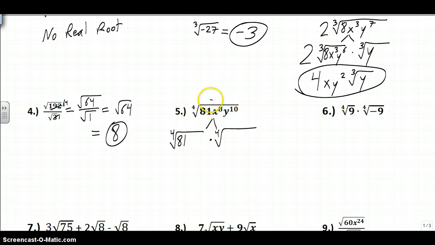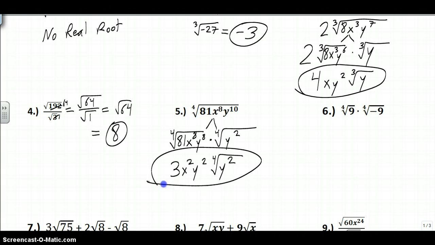Largest perfect fourth that goes into x to the 8th, that'd be x to the 8th itself. Nothing left over. And y to the 10th, well, I could pull over y to the 8th, which will leave me with y squared behind, okay? The 4th root of 81 is, of course, 3. The 4th root of x to the 8th is x squared. The 4th root of y to the 8th is y squared. And we have the 4th root of y squared. Okay, no absolute values necessary there.